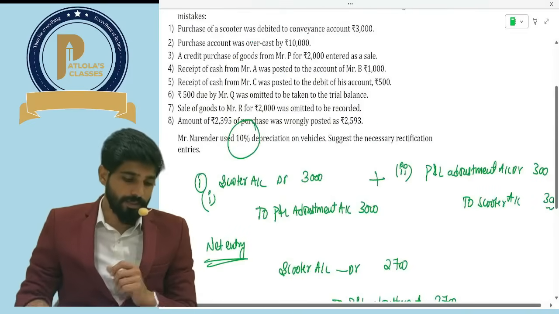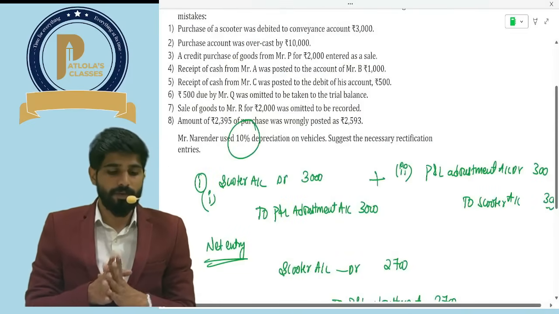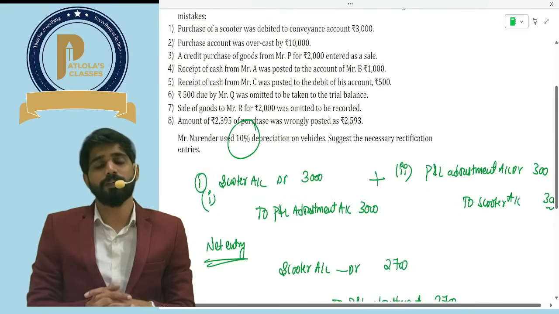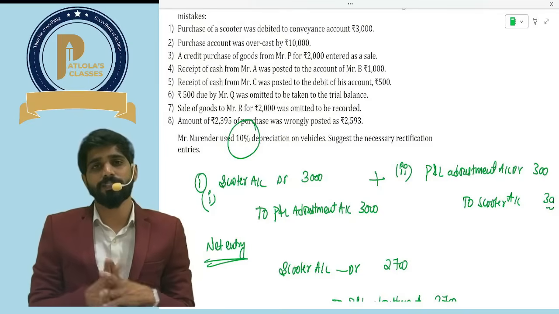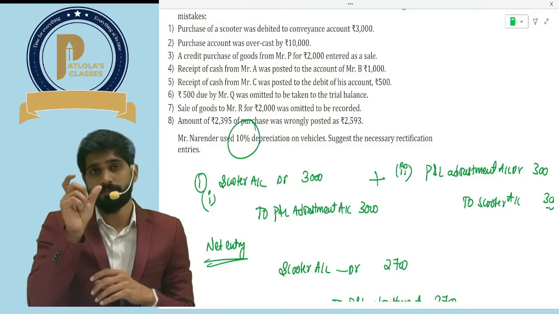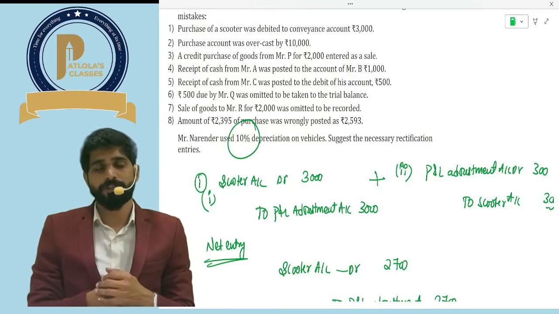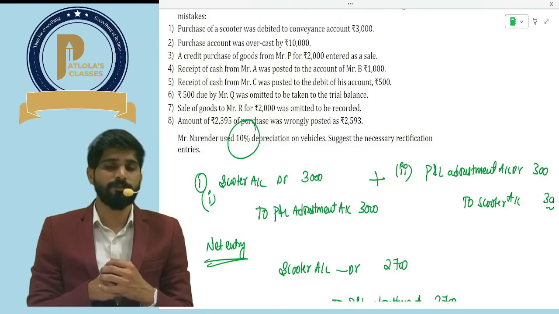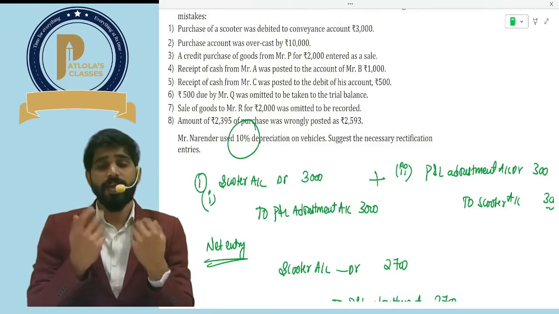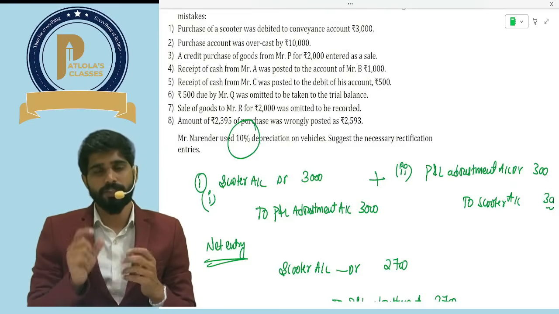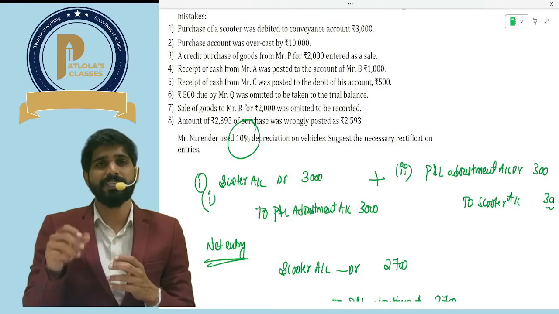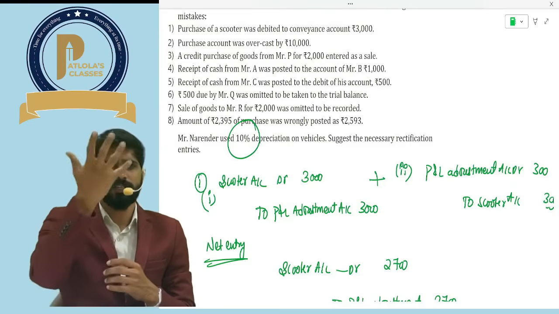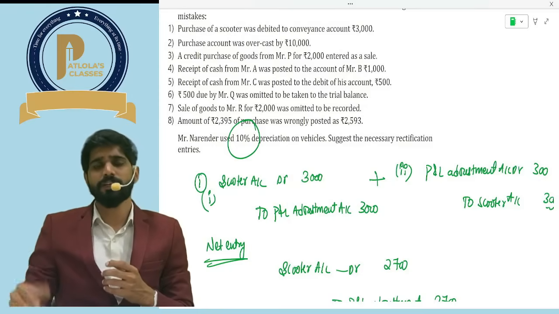Chalo. Receipt of cash from Mr. A was posted to the account of Mr. B. Here there is nothing called suspense because there is only a mistake in the name. When you receive cash from Mr. A, entry will be cash to Mr. A, but they have written it as cash to Mr. B. Simple, instead of crediting A account, they have credited B account. So B account should be cancelled and A account should be credited.